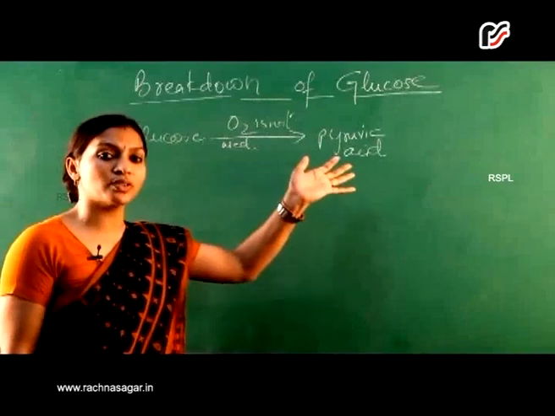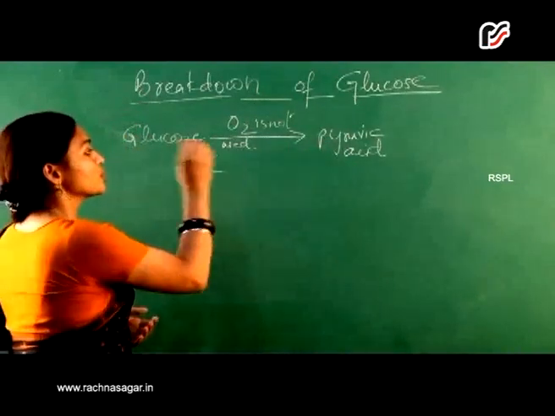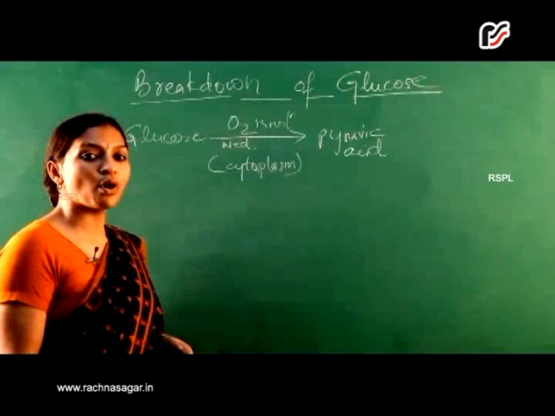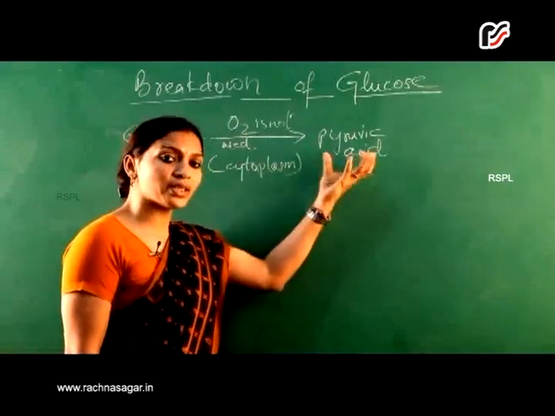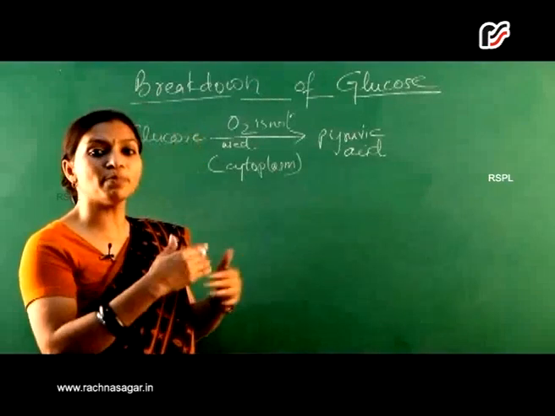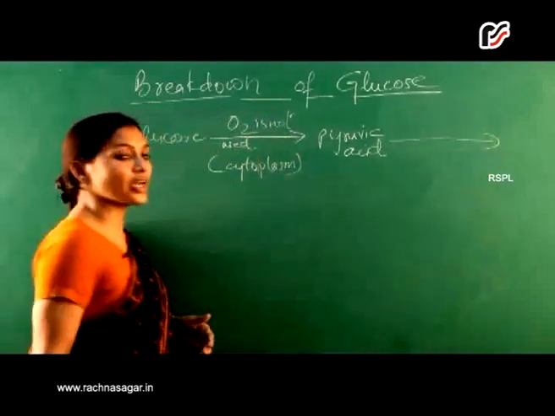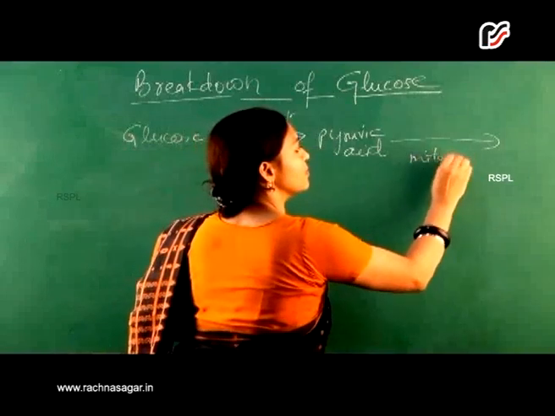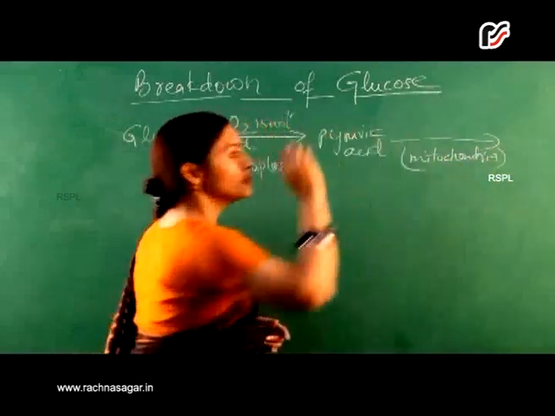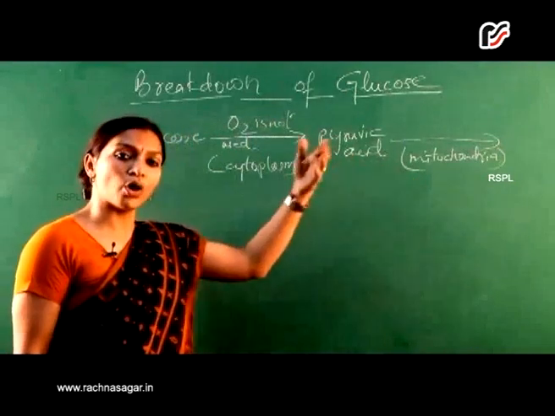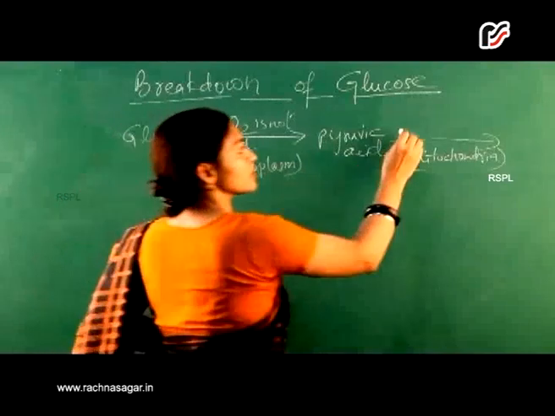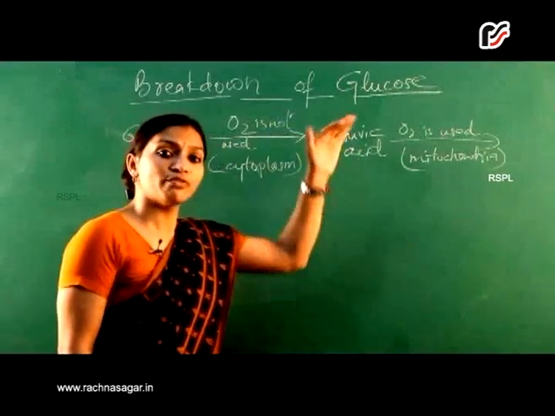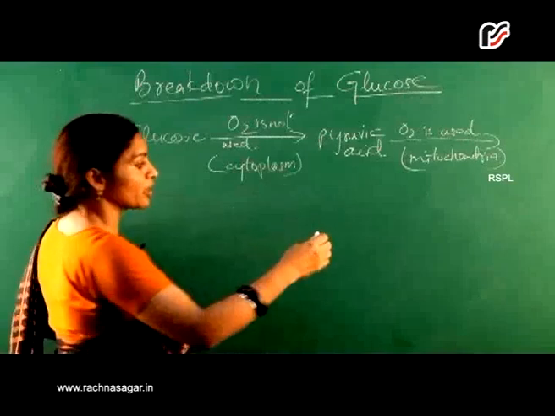Where does this process take place where oxygen is not required? In a cell. So we can write it down: in the cytoplasm of the cell. After that, the pyruvic acid is further broken down into simpler components. This breakdown of pyruvic acid occurs inside the mitochondria. And for this breakdown, oxygen is required, means the second step needs oxygen. So oxygen is used.